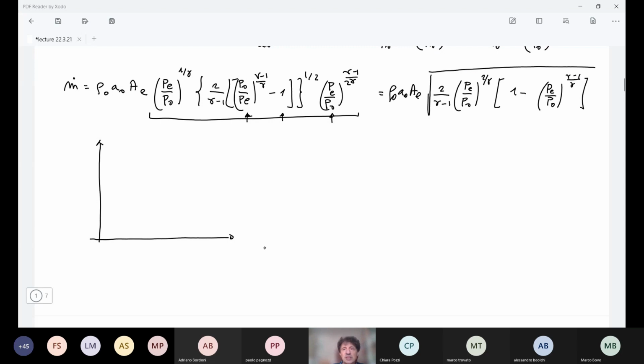If we consider now just, so it could be here, for instance, dot m over rho 0, A0, Ae, and also square root of 2 over gamma minus 1.